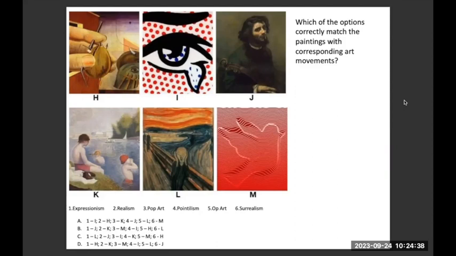Kanchi, wrong answer. Tanvi, wrong answer. Manya, correct answer. All right.